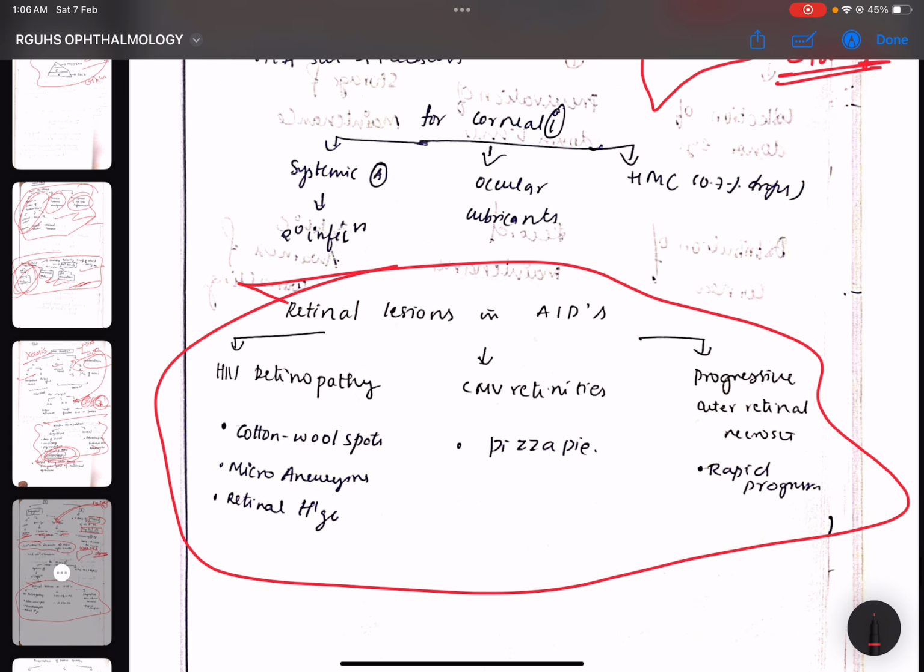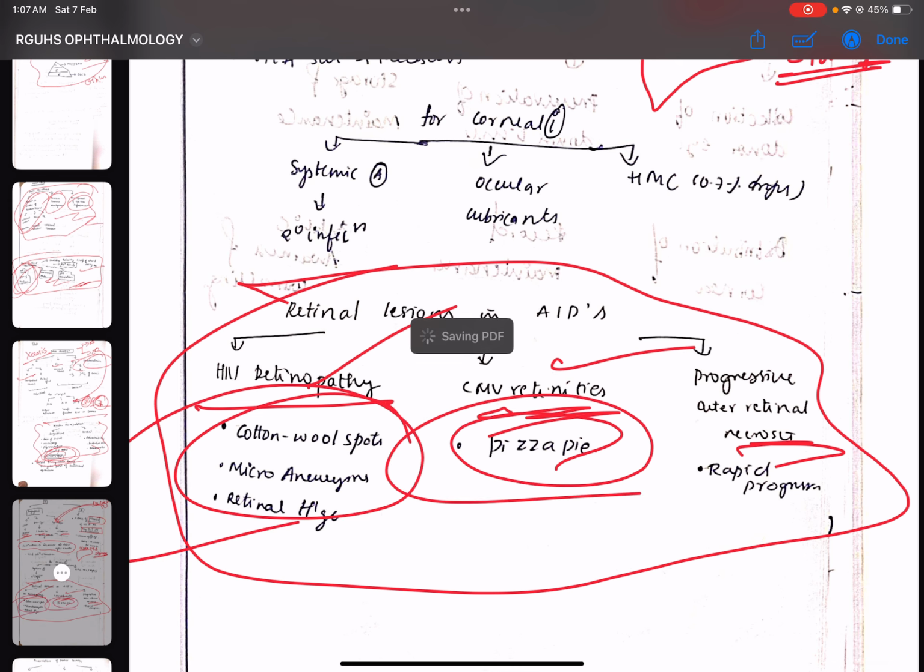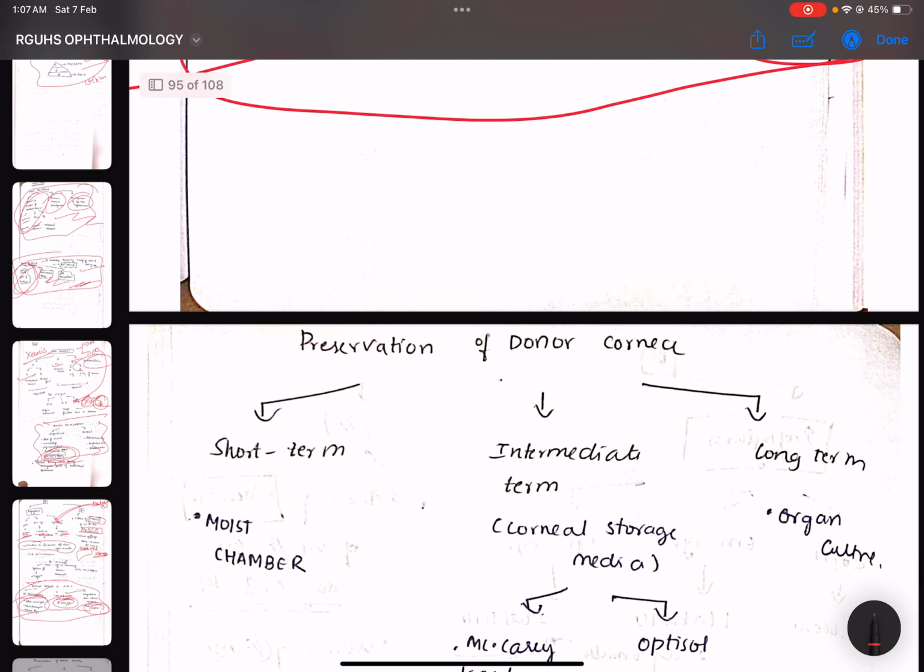Again, even in ENT they ask about ENT manifestations in AIDS. So I thought even retinal lesions in AIDS are also important. Again, it can affect the retina, that is the major thing. You might have retinopathy or CMV retinitis. I'm sure all these are MCQs, and all of you would have heard this. Just a one-time view should be enough.